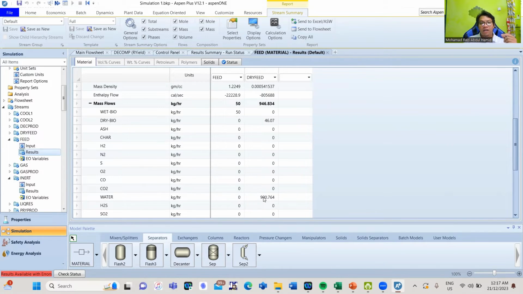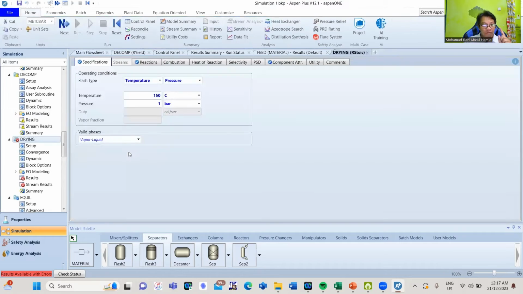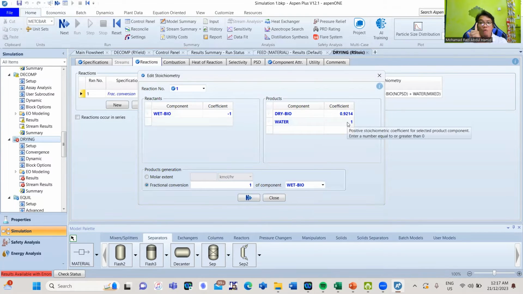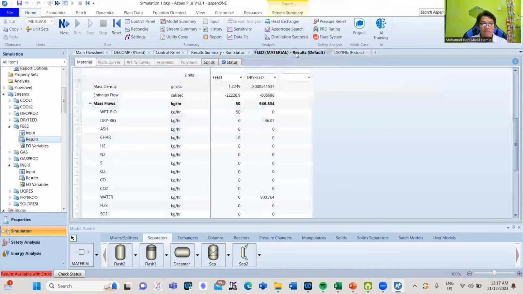This is the result when I specify my reaction coefficient of water as 1. I need to change this so that the mass balance becomes correct. How can I do this? It's quite simple. Go back to my material. Okay, I copy this one. I go to Excel. Where's my Excel?